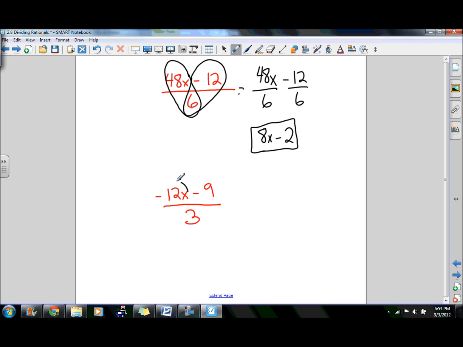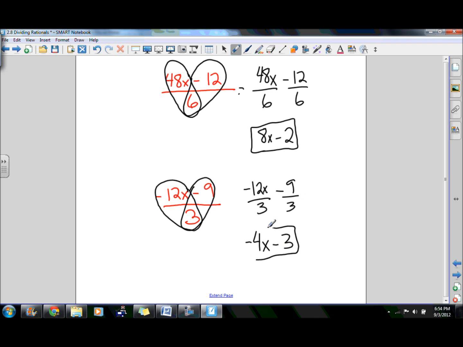Down here on the bottom, same thing. This one's not going to be very good. Okay, there's a heart. And the second part of the heart, not horrible, but not great. So I get negative 12x divided by 3. And I get negative 9 divided by 3. Negative 12x divided by 3 is negative 4x. Negative 9 divided by 3 is negative 3. And done. Done and done.